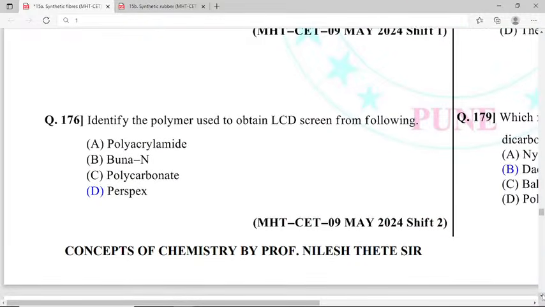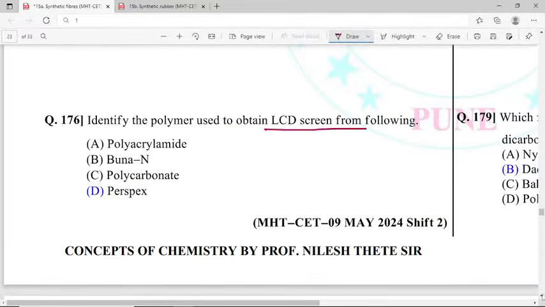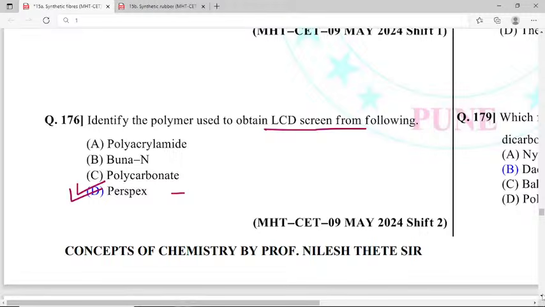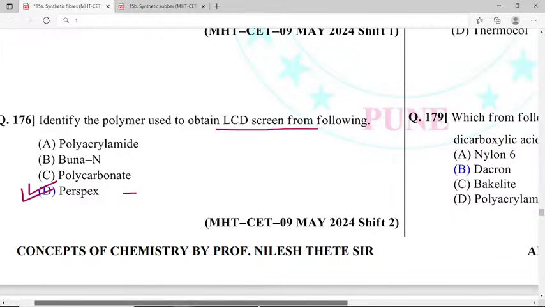Next, identify the polymer used to obtain the LCD screen. The LCD screen is obtained from Perspex. There is a table at the end of the chapter before the exercise, and in that table there is written the monomer, polymer and their application or use. LCD screen is obtained from Perspex. It is also used for making glasses.